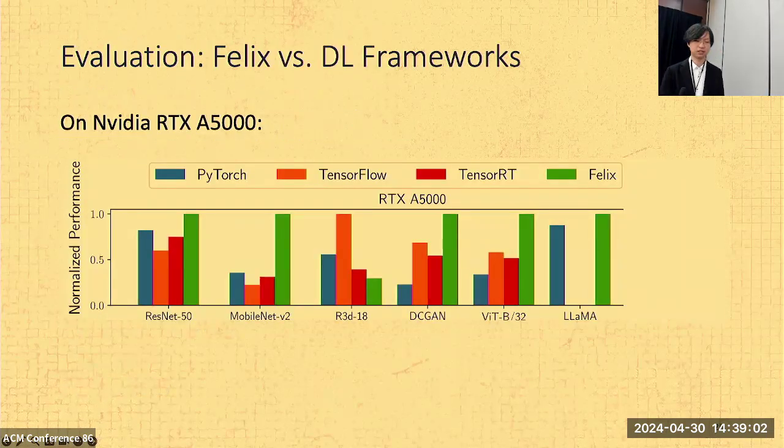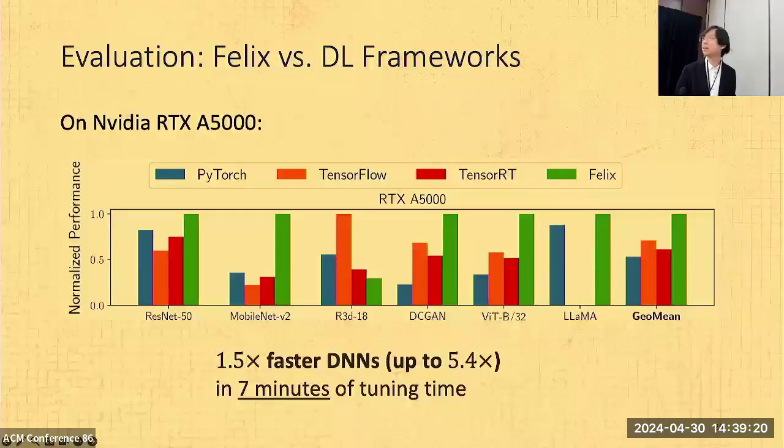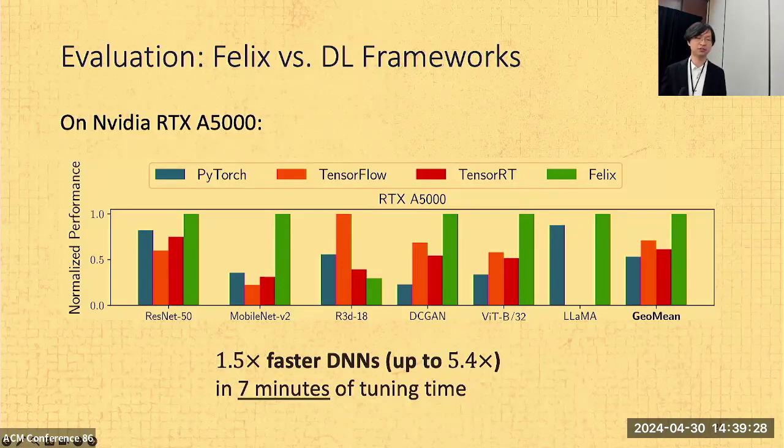On A5000, we observe that Felix can produce 1.5 times faster DNNs on average, and up to 5.4 times in just 7 minutes of tuning time. So that means your tuning time is now minutes instead of hours or even days. Oh, by the way, the y-axis here is the normalized performance, which means the performance of each DNN is normalized to the best one being 1. So here we are actually comparing against the best among these three frameworks, TensorFlow, TensorRT, and PyTorch.